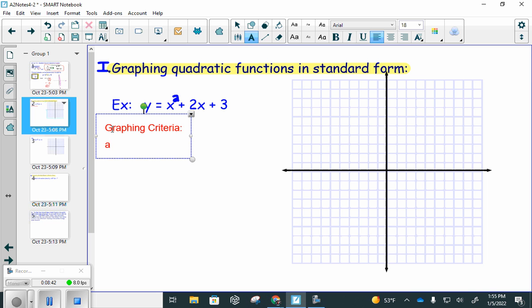And that's going to be the a, the vertex, the AOS, the y-intercept, and the symmetric point. Those are the pieces that I need to find.